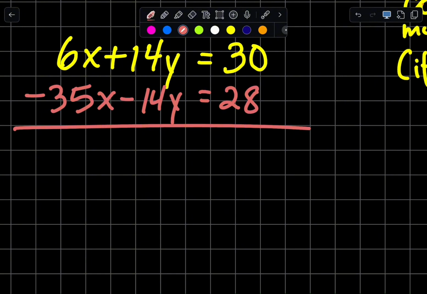All right. So now our goal is to solve this. So let's start by solving the x's. Let's combine like terms here. If I have negative 35 and I add 6 to that, or if you want to think about it the other way, 6 minus 35, what do we get left over? Think about what we get left over. Negative 29. So this right here is equal to negative 29x.